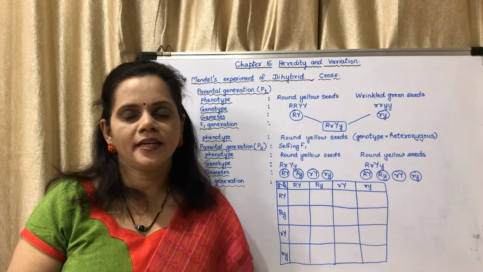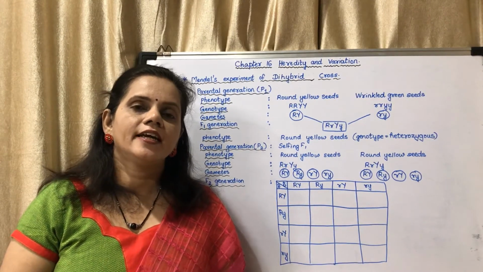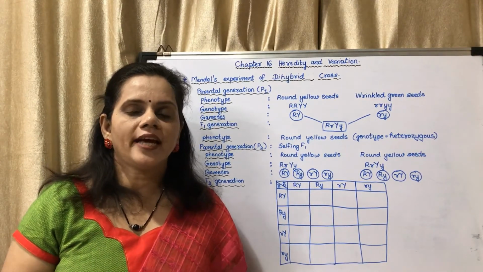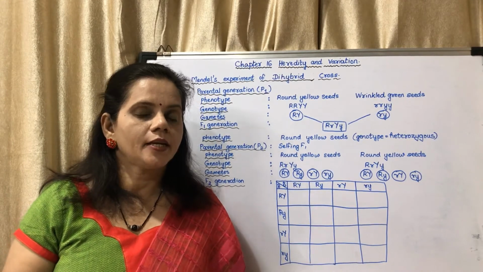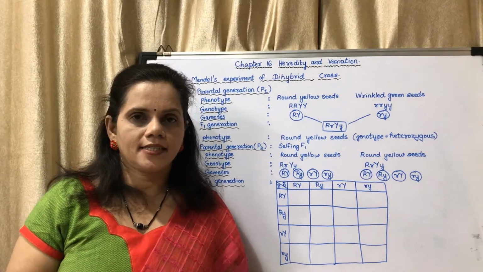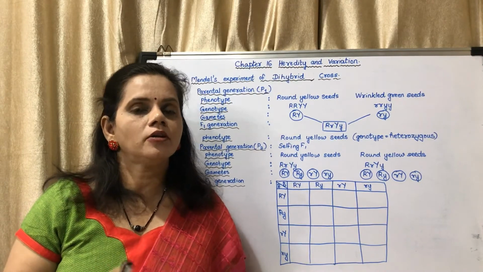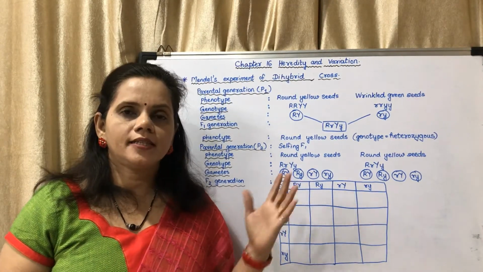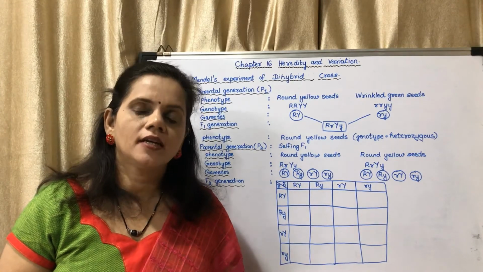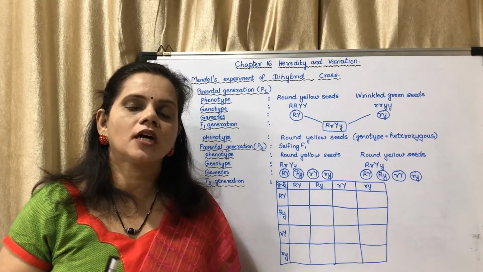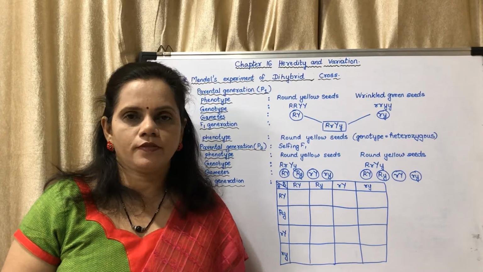Now the next is Mendel's dihybrid cross. In dihybrid cross, two characteristics were studied. In monohybrid cross, one characteristic at a time was studied. What did we study? We studied the height of the plant. This is Mendel's dihybrid cross, in which he studied the color of the seed and the shape of the seed.